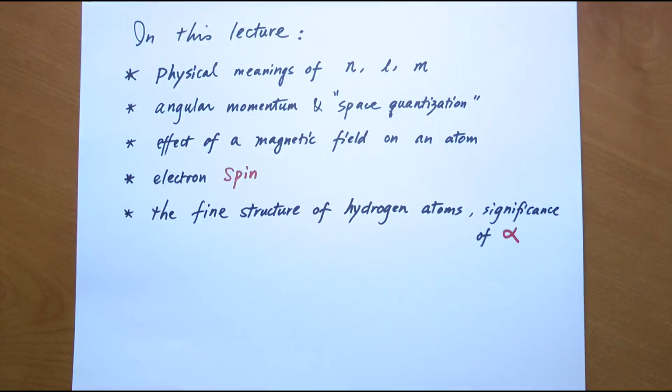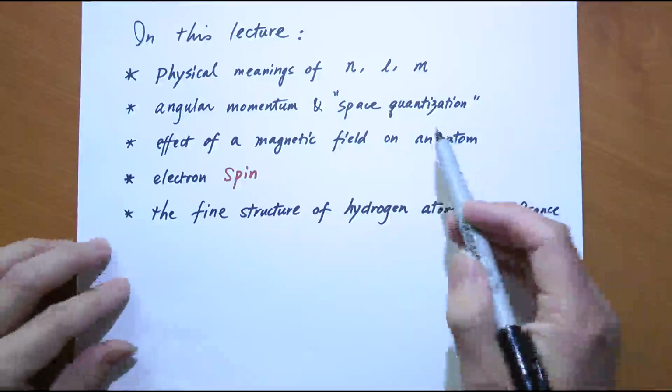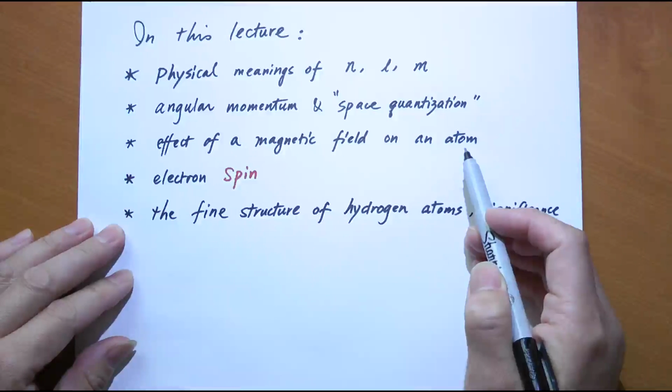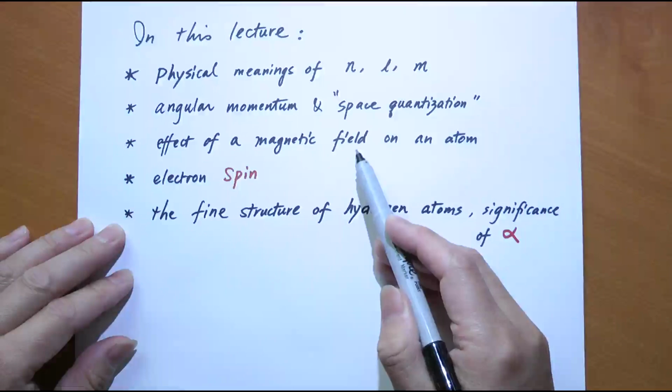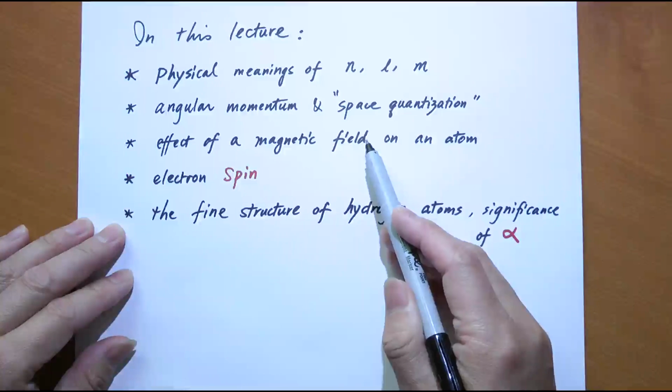And in particular, we're going to focus on the angular momentum, and why angular momentum is not only conserved but also quantized. And we're also going to examine the behavior of an atom if we put it in a magnetic field. What is it going to do?